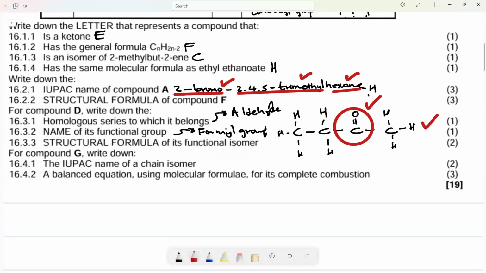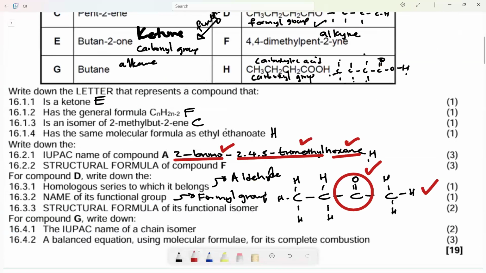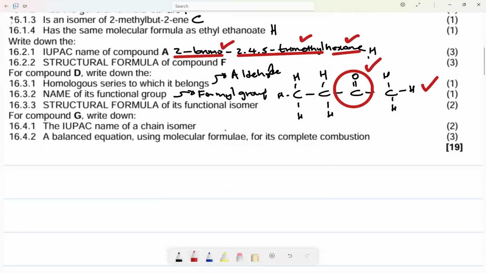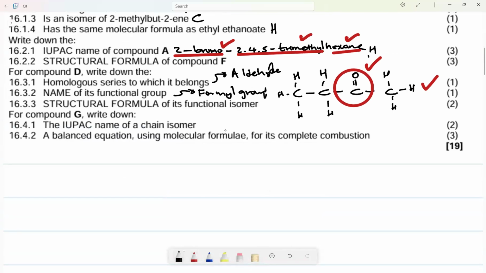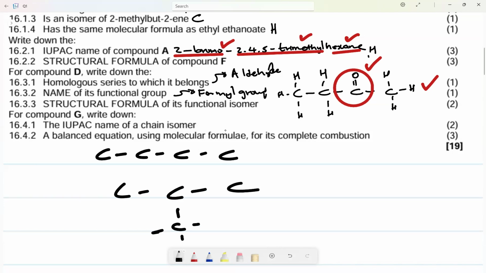Okay, yes. Now let's look at 16.4.1 for compound G. Compound G is butane. Write down the name of its functional, also of its chain isomer. What is now a chain isomer of butane? If butane is like this, its chain isomer is going to be what? I'm going to have 3 and then put a branch somewhere here. Can you see that? Remember, a chain isomer has different chains, right?